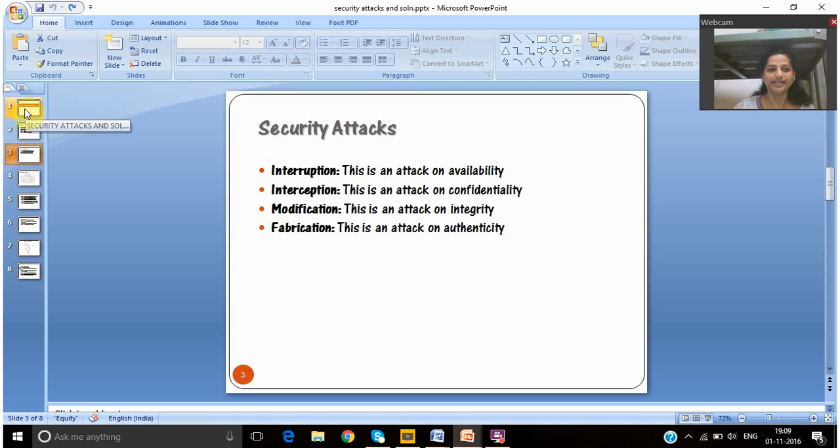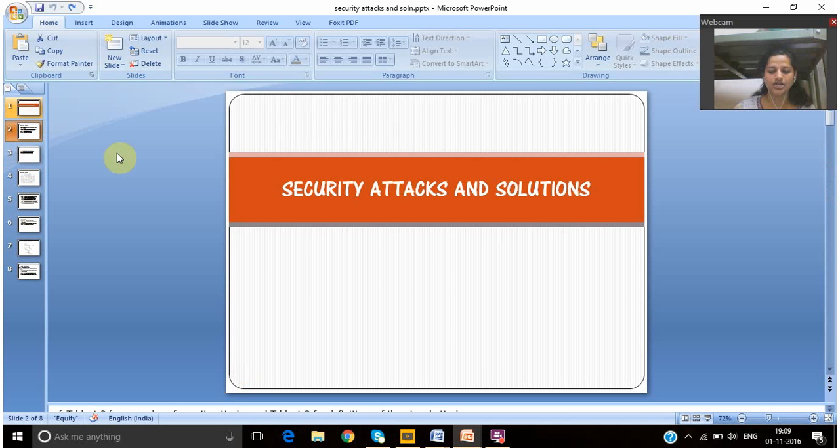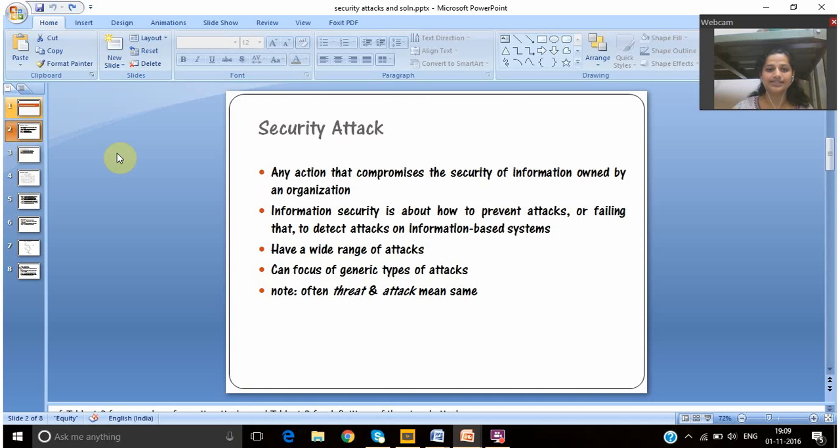So we'll be handling security attacks and solutions. So what is a security attack? It is any action that compromises the security of information that is being shared by one organization to another organization. Basically there are three types of security: information, network and computer security. Whenever these are compromised, that is known as a security attack.